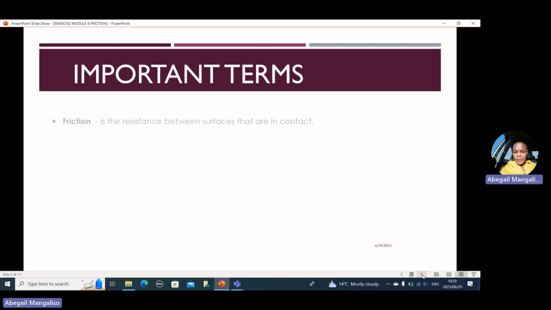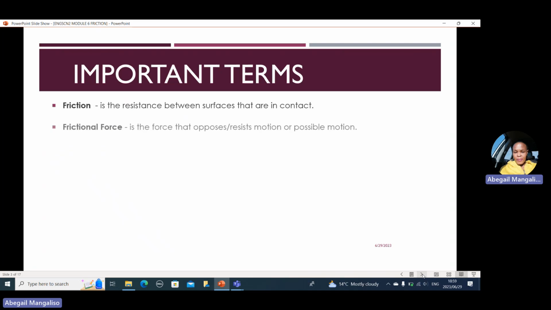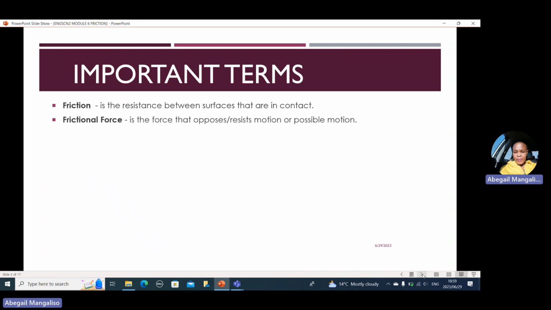Important terms. You must be able to define the general definition of a friction. It is the resistance between the surfaces that are in contact. But here we're going to calculate a frictional force. A frictional force is a force that opposes or resists a motion or possible motion. So if you have an object and you apply force on an object, whether it is moving or not moving, there will be a friction involved.